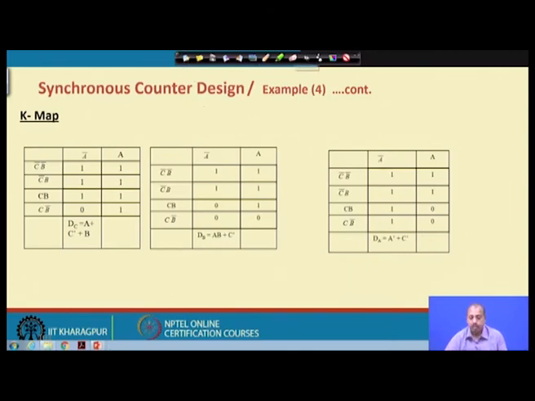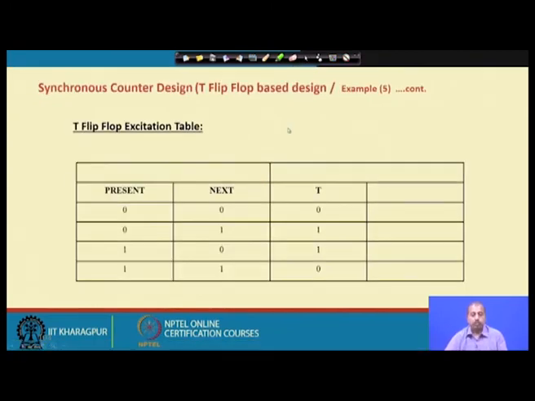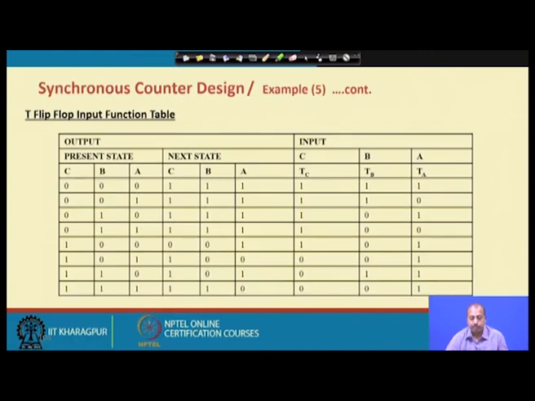So, you can also design counters using T flip flop. For example, this T flip flop excitation table is like this: from 0 to 0 transition T should be 0, for 1 to 1 transition also T should be 0, and for 0 to 1 or 1 to 0 transition, T input should be equal to 1. So, that is the excitation table of T flip flop.